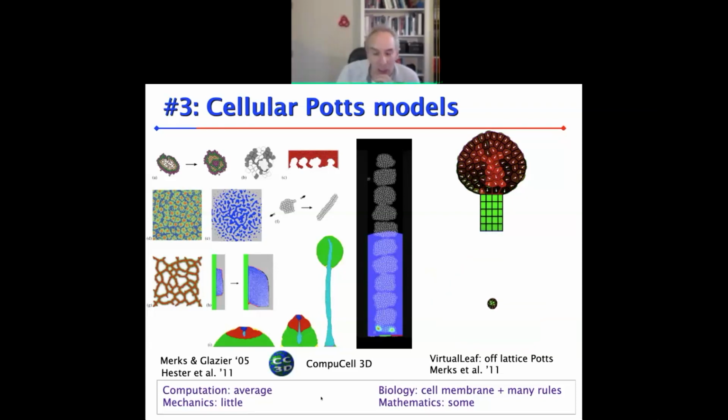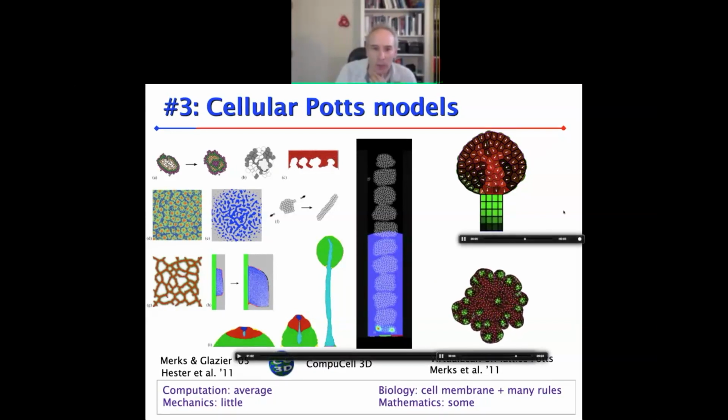The biology is interesting because a lot of the interaction arises at the cell membrane, but you find in this discrete system, and like many discrete computational approaches, that there are many rules that govern everything. You have to make choices, and it's not clear where these rules come from and what the effect of these rules really are on the system. There's some mathematics, but it's also limited. So it's mostly a computational approach to the problem.